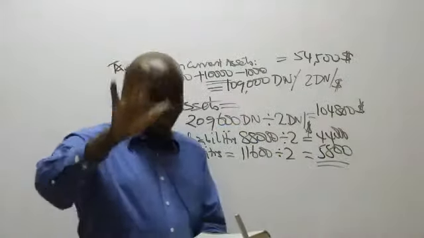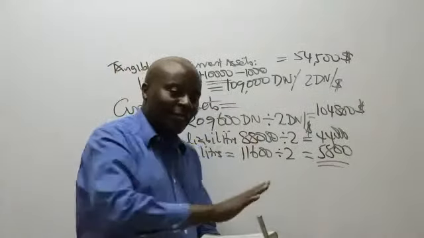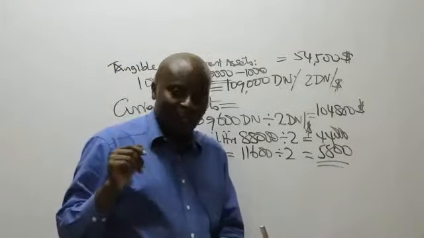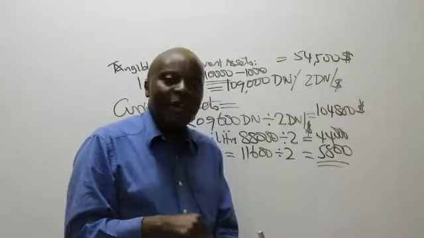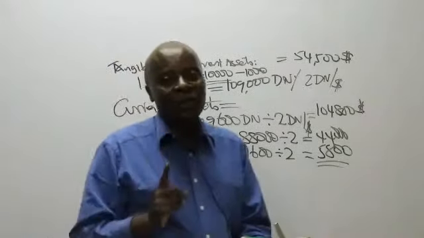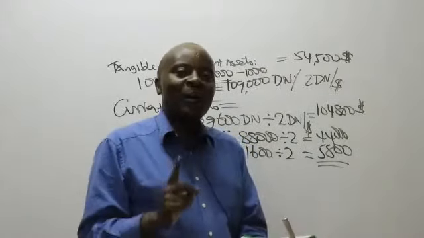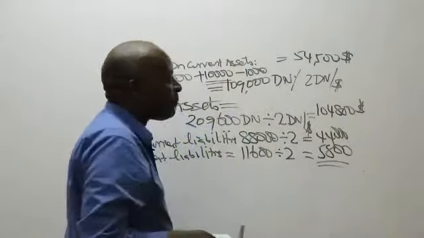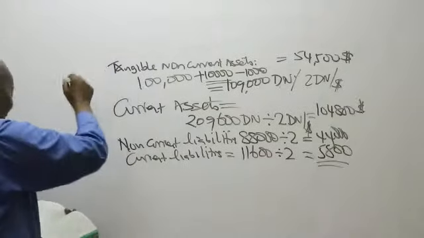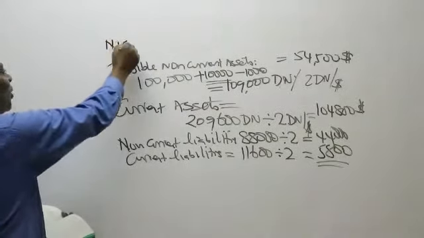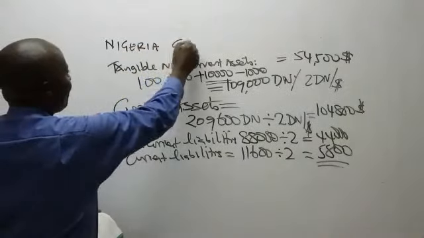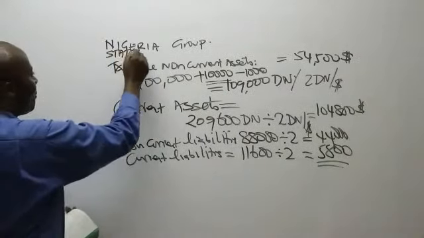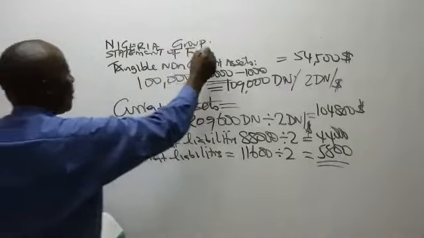Ladies and gentlemen, listen to me very well. Once I've been able to translate this, I know that my next working will not be the goodwill. My next working will not even be the income statement. If the examiner wants me to provide a group balance sheet, a group statement of financial position, I'll move after I've done this. This is quite significant to me. I'll go here to my book, write the name of the company. The name of the parent company is Nigeria. Nigeria Group, Statement of financial position.